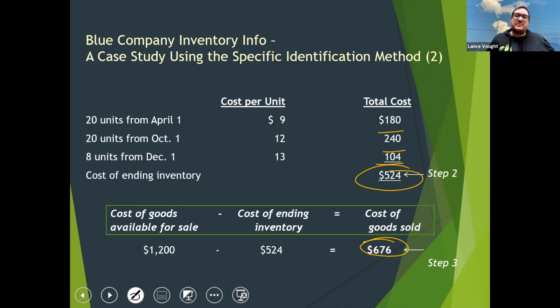So in the absence of specifically knowing which units you sold and which ones you didn't, if they're all bunched together and you can't tell for sure, we have estimation methods, which are the ones that are going to mainly be on your homework and quiz. Weighted average, FIFO, which is first in, first out, and LIFO, which is last in, first out.